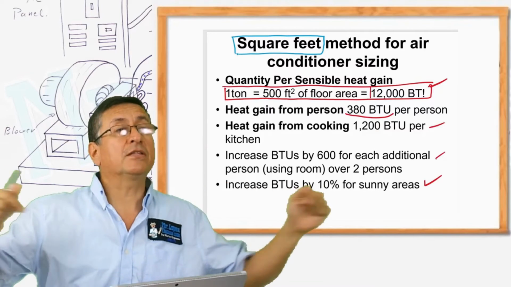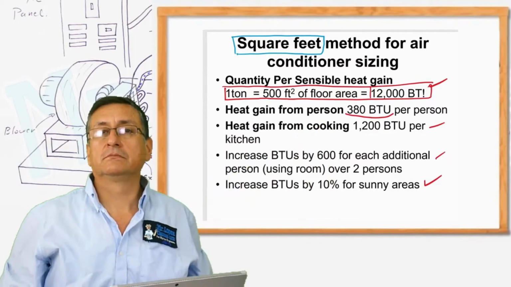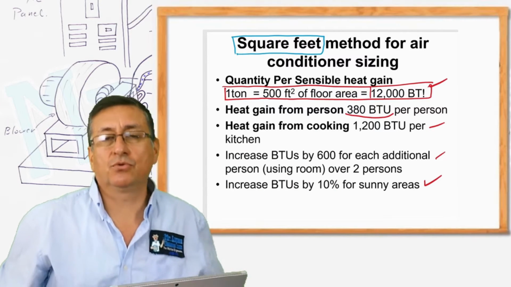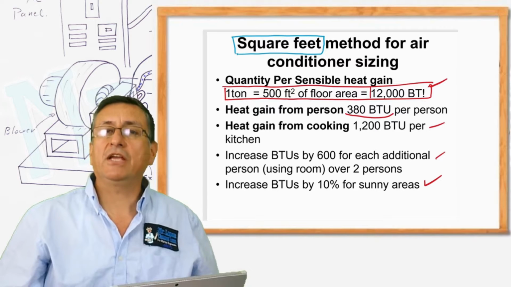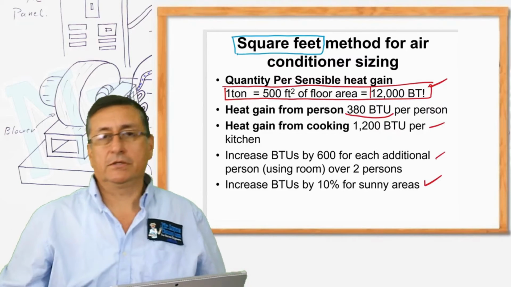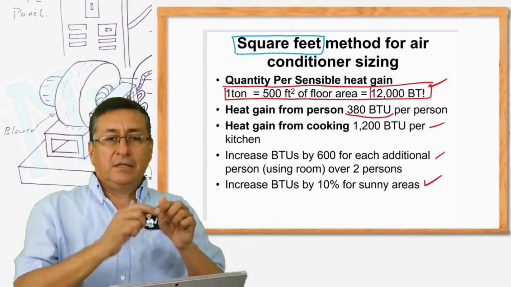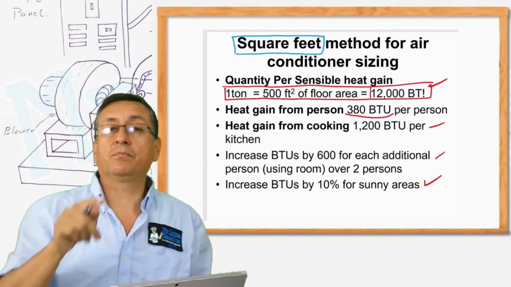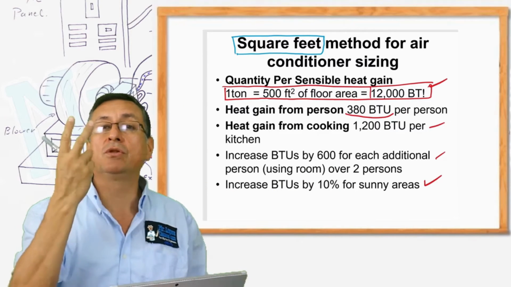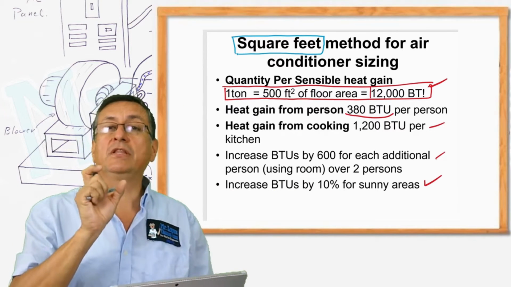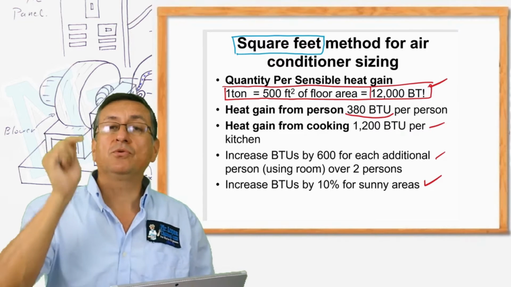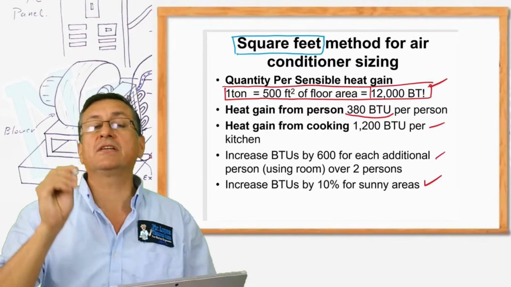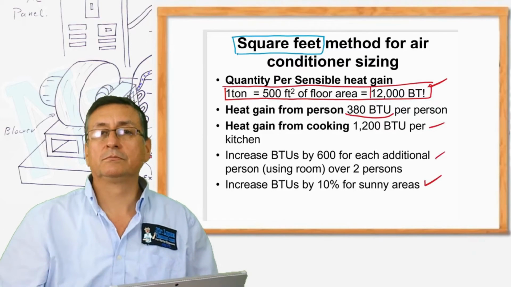Per each 500 square feet of area, I need a minimum of 12,000 BTUs, or 1 ton, per each 500 square feet. That calculation, 12,000 BTUs per 500 square feet, includes 2 people, and for each person you add 380 BTUs. If I want to add more people, I add 600 BTUs per person.